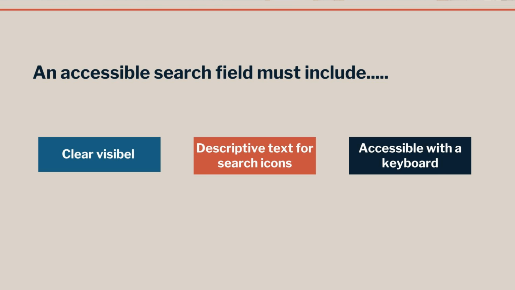If you're using a magnifying glass icon instead of a visible text label, make sure the underlying code includes descriptive text, so a screen reader announces search rather than button or some other unreadable file name.